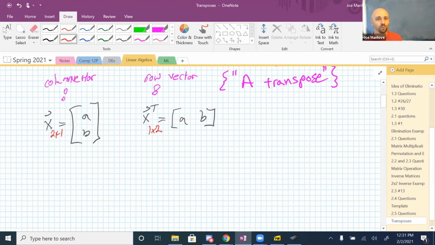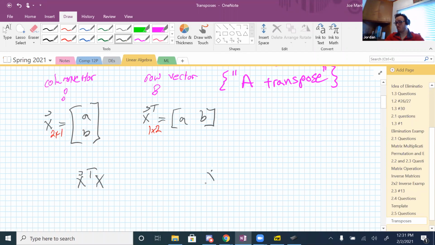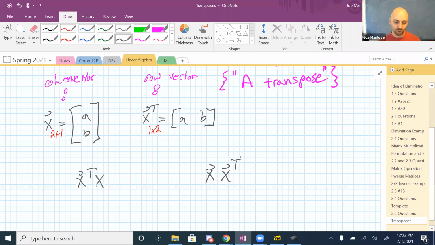Okay, so notice that there are two ways that I can multiply this thing together. You guys with me on that? So what are the two ways I can multiply this thing together? You can do x transpose times x, or you could do x times x transpose. Good. You guys with me on this? So I can either do the transpose times the vector, so the row vector times the column vector, or I can do the column vector times the row vector. What are the dimensions of each of those going to be?